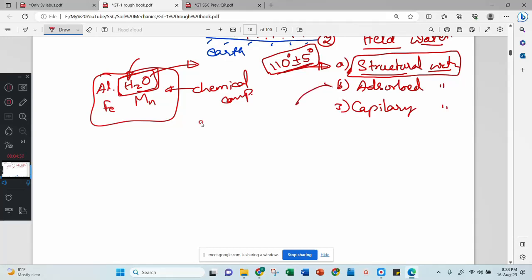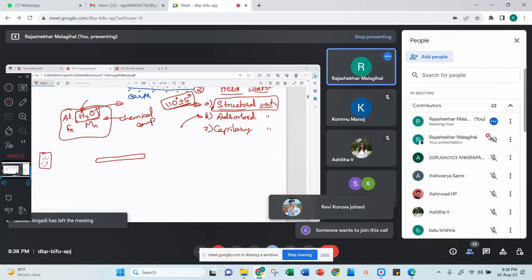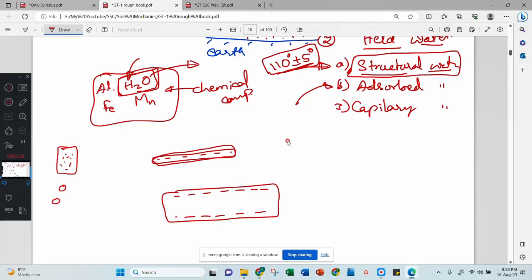The second one is adsorbed water. Now let us consider a clay. This is a clay particle. If I take this clay particle and put it under the microscope, it will show a rod-shaped structure. Actually, clay particles are not spherical. The clay particle looks like a rod shape. When this is considered as a clay particle, its surface will be negatively charged, and the ends are positively charged.